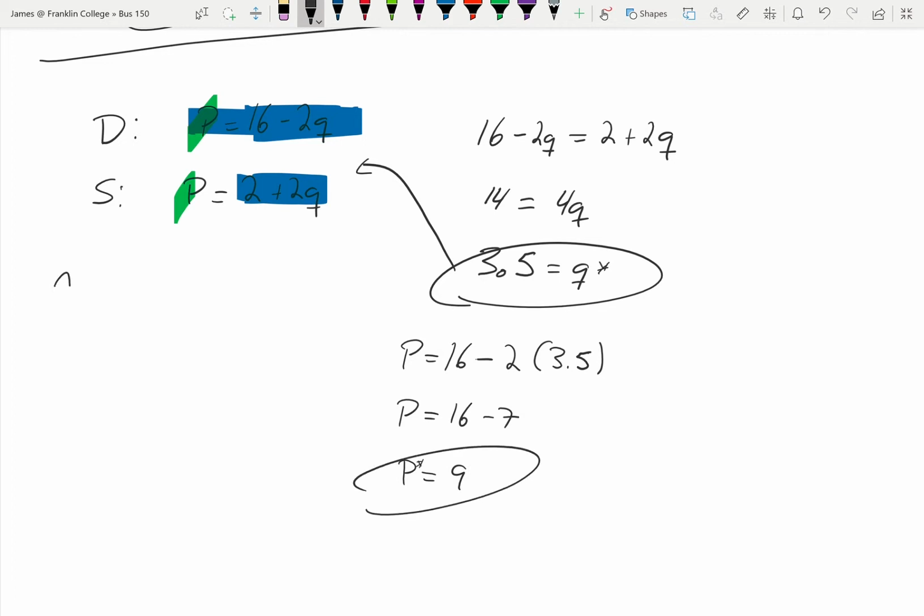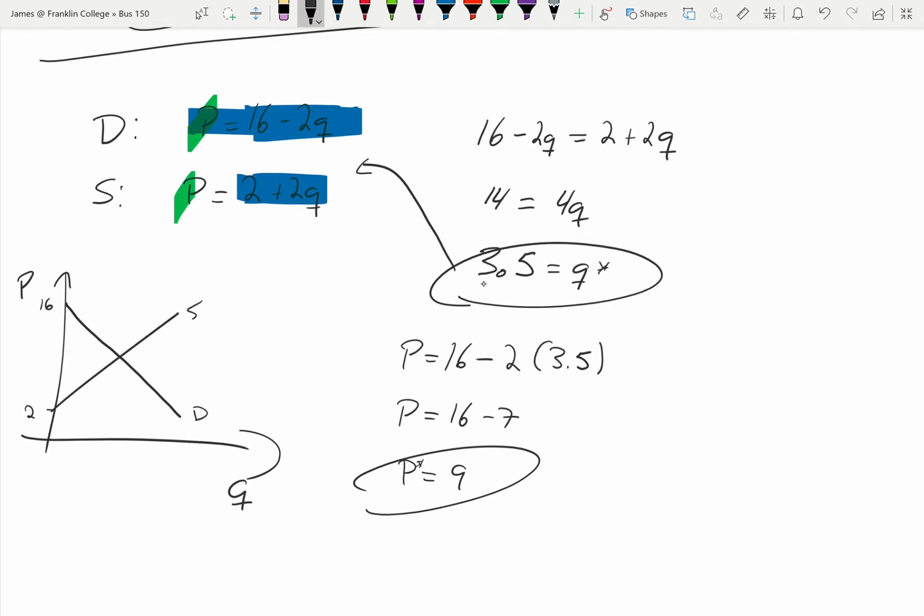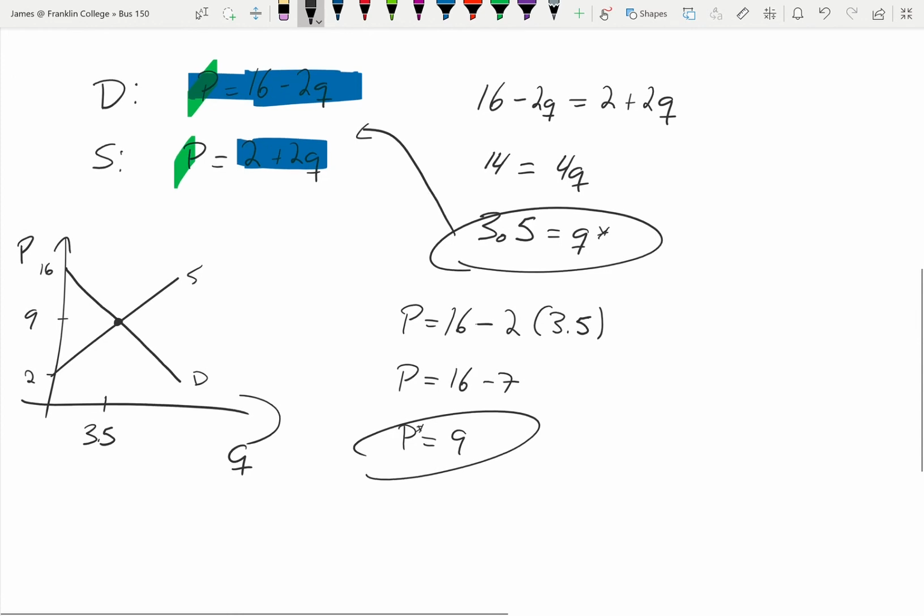So if we were to draw a funny little graph, we have our price axis, and we have our quantity axis, we have our demand curve with the price intercept of positive 16, we have our supply curve with a price intercept of 2, and we know the intersection of this is going to be 3.5 and 9. So we will know where those two equations equal each other.